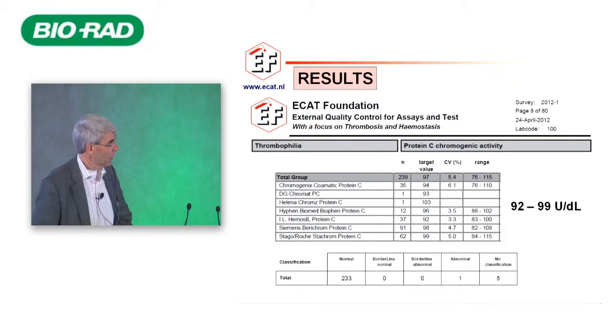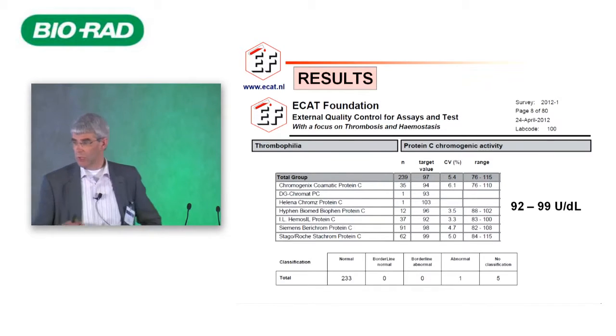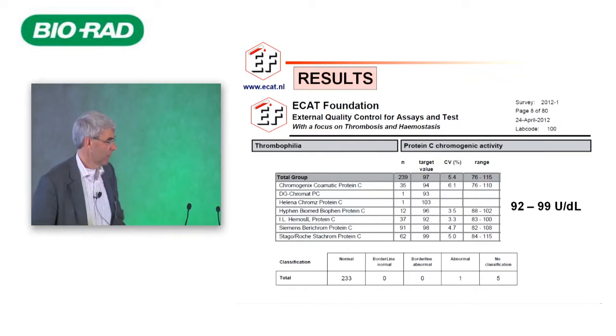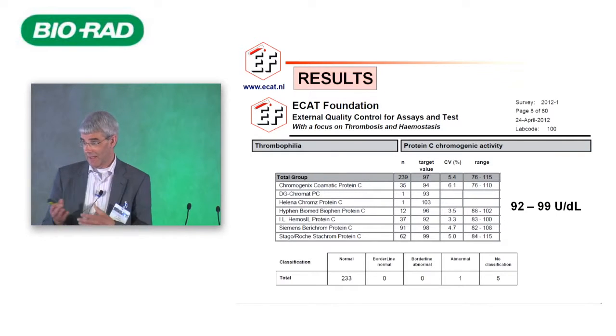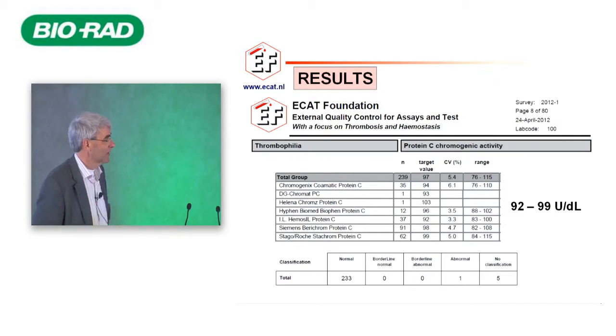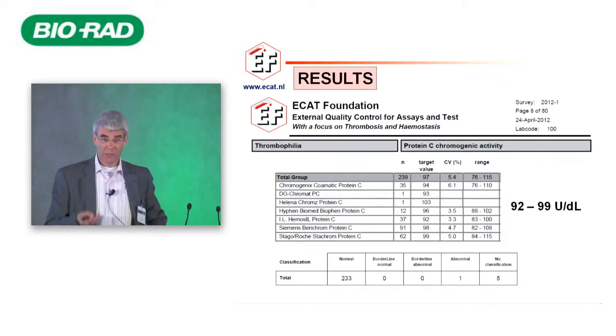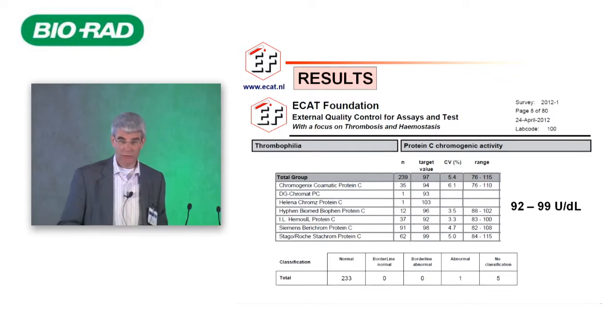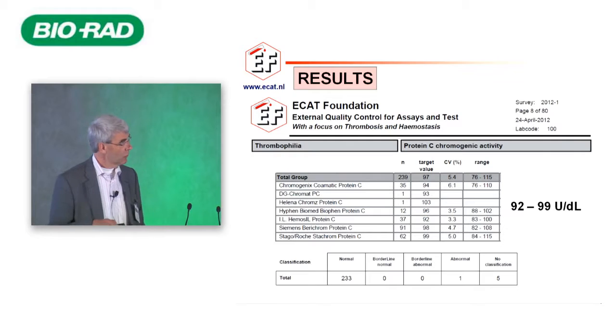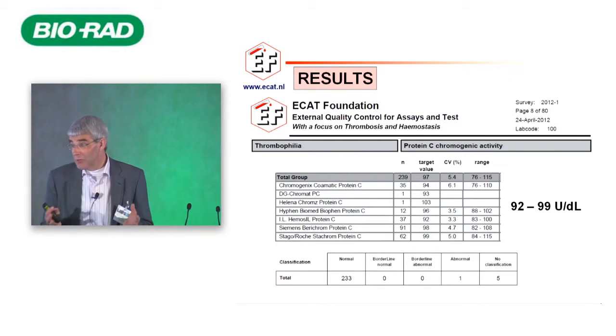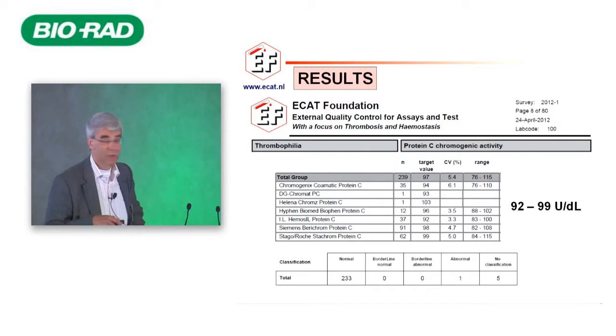If you look at the consensus values for the different methods, for the most widely used methods, you see that they are quite well comparable. At least the differences in the consensus values do not have any clinical impact. And you see that almost all the laboratories recognize this as a normal sample. You see also, in the field of coagulation, these are low between-laboratory CVs, I can tell you.